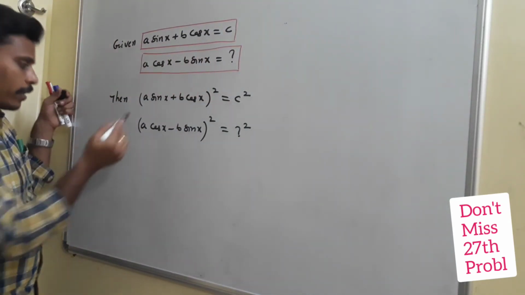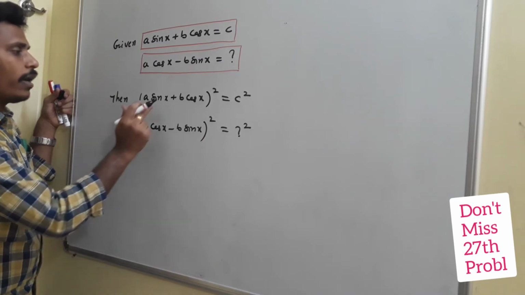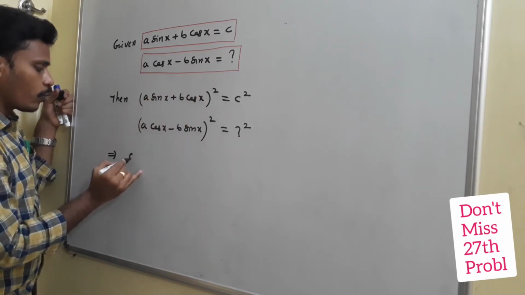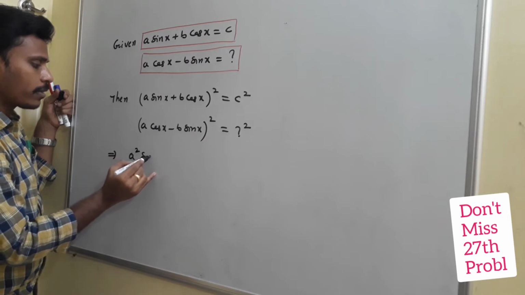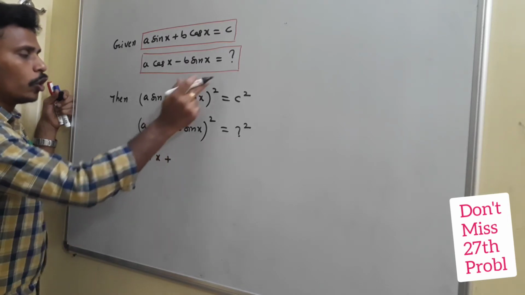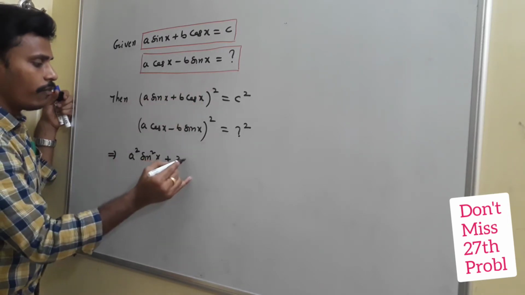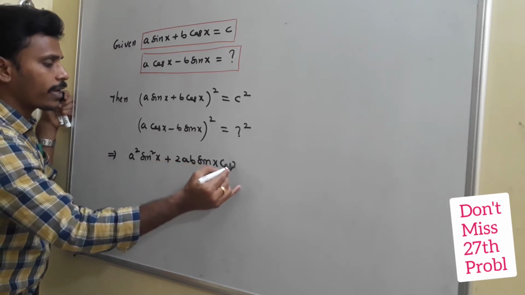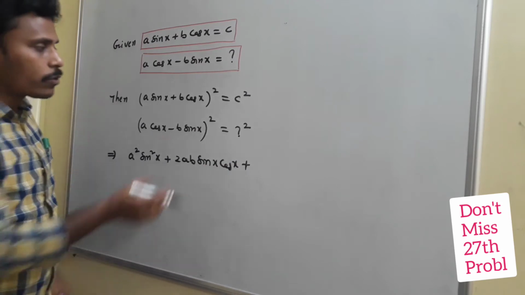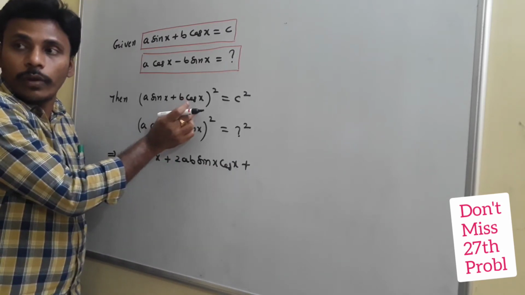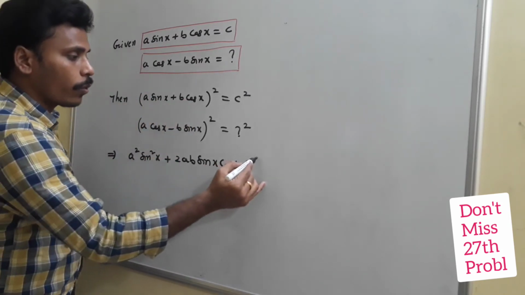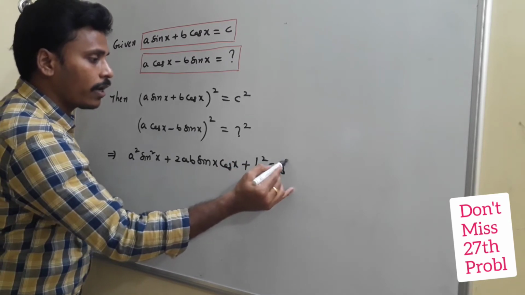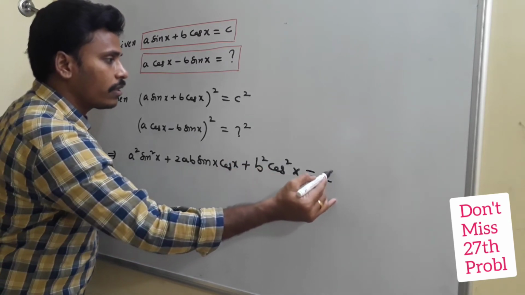Now look here. See, I am going to square here. (a sin x + b cos x) whole square is what? a square sin square x plus 2ab, and with that a we have sin x, with that b we have cos x. So 2ab sin x cos x plus b square. b square is the square of this number, and the square of this number is (b cos x) whole square, and that is just b square cos square x. This is equal to c square.